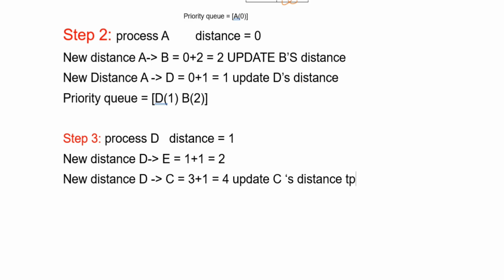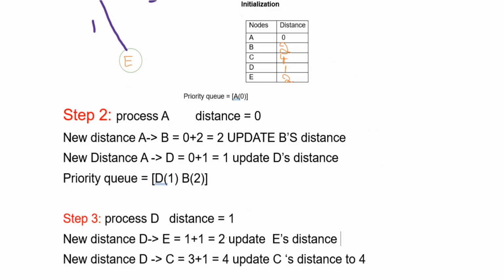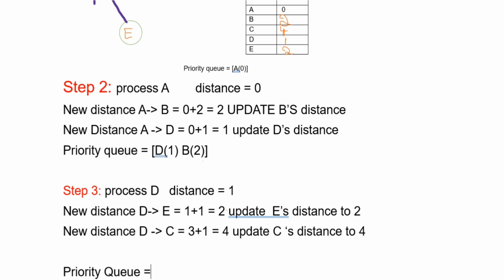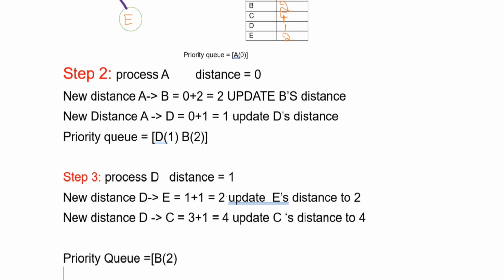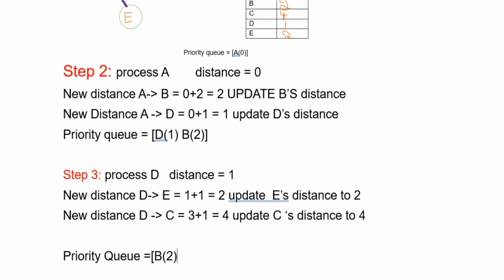In step 3, these are all the updated distances: A is 0, B is 2, C is 4, D is 1, and E is 2. The priority queue is E of 2 and C of 4.